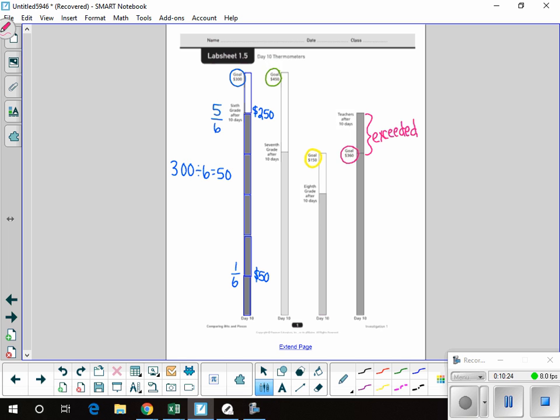Girls, I need you to listen. All right, let's check out the 7th grade goal. Here we go. Brooke, what fraction did you think that they had raised? For which one? For the 7th graders.